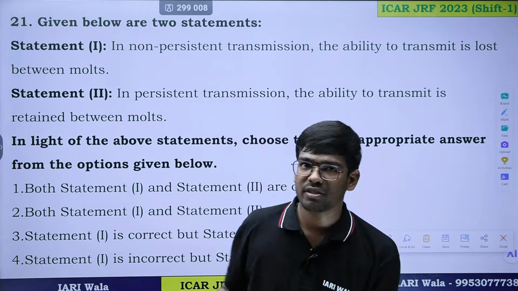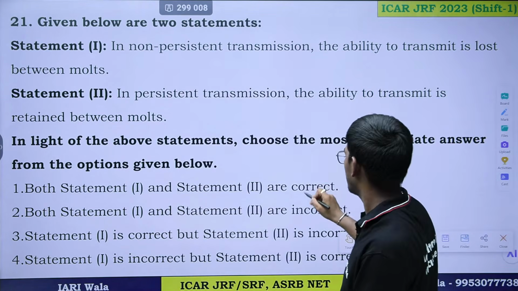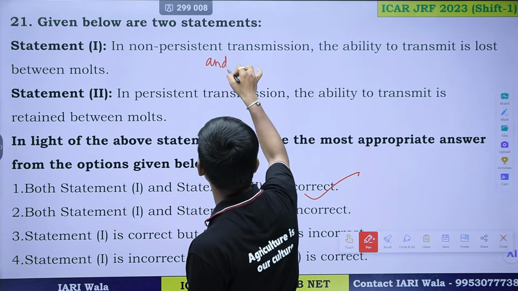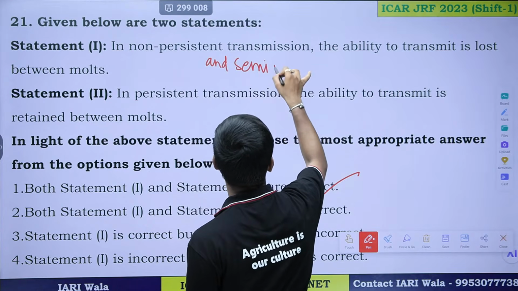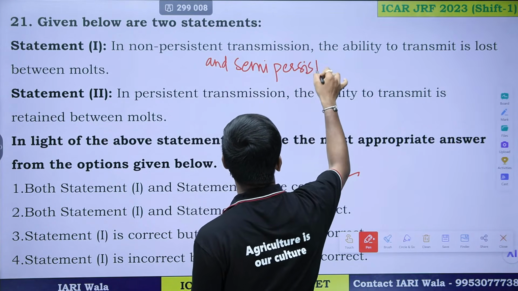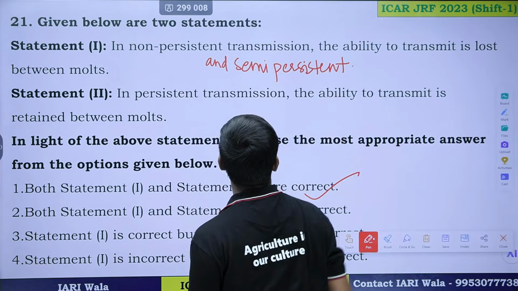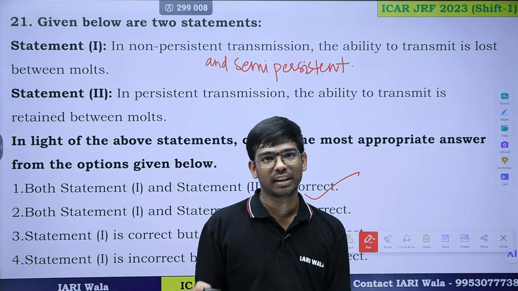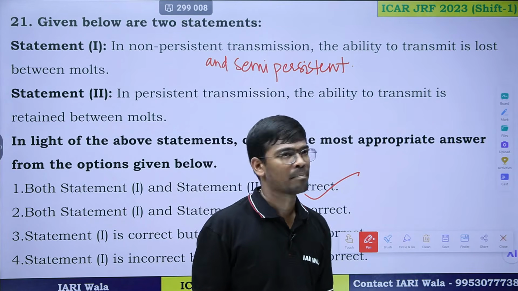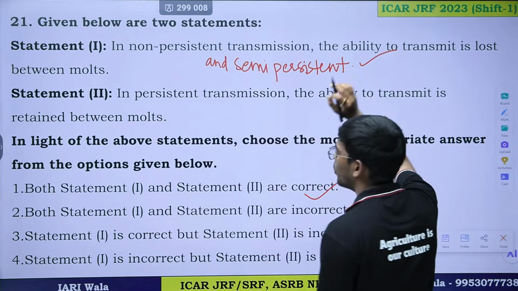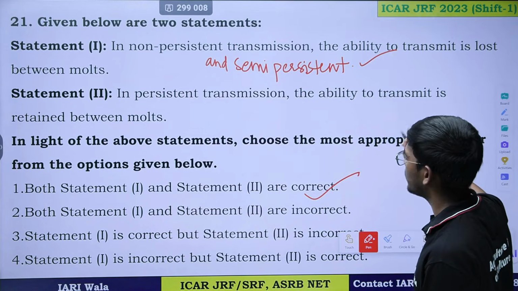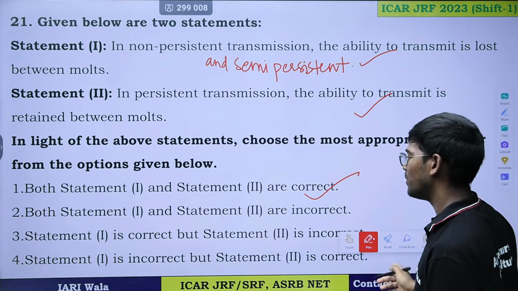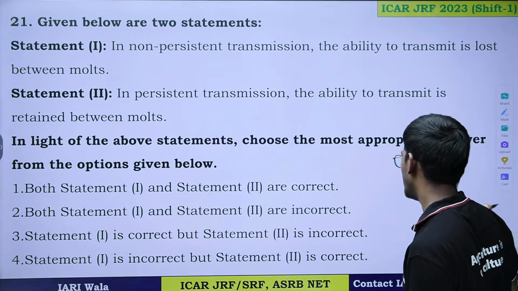Yes, both the statements were correct. In non-persistent and semi-persistent, in both the cases, the ability to transmit the disease is lost between the molts. That is true. And only in the persistent transmission, the ability to transmit the disease is retained between the molts. So this statement is true. Hence, both statement 1 and statement 2 are correct.